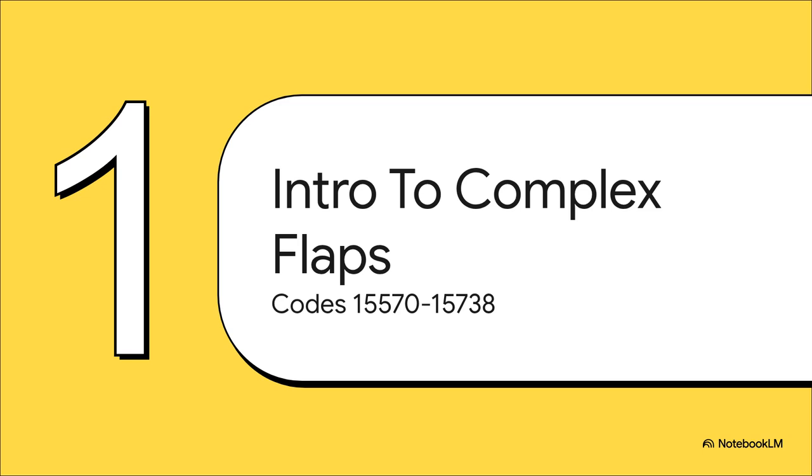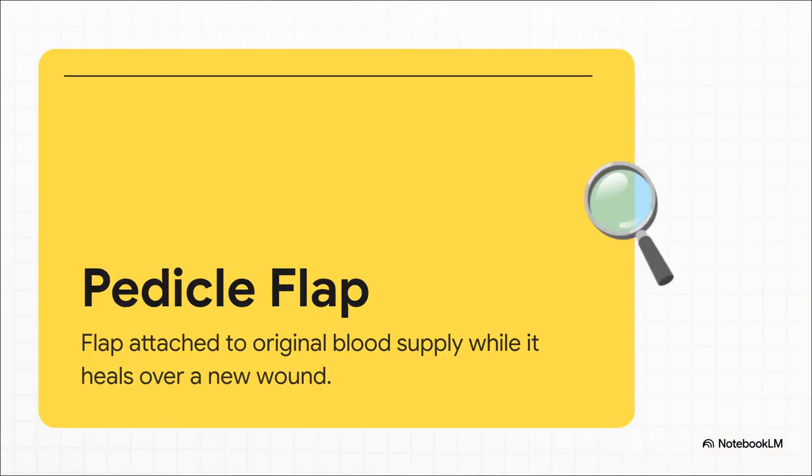All right, Section 1, Intro to Complex Flaps. Let's start with flaps, which live between codes 15570 and 15738. Before we even touch the code book, we really need to understand what's actually happening in the operating room. So, what is a pedicle flap? In super simple terms, it's not just a piece of skin that gets completely chopped off and moved somewhere else. Nope. A pedicle flap stays firmly tethered to its healthy home base, which we call the donor site.